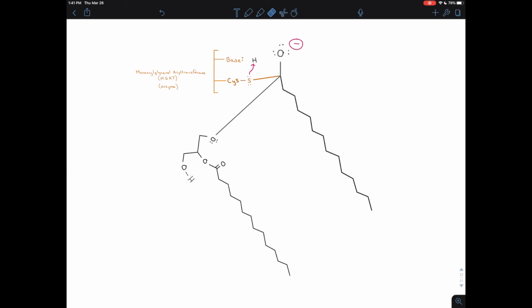Notice how the base ends up exactly how it started. That's why it's a catalyst. An enzyme is a biological catalyst. It makes a reaction happen without changing itself.